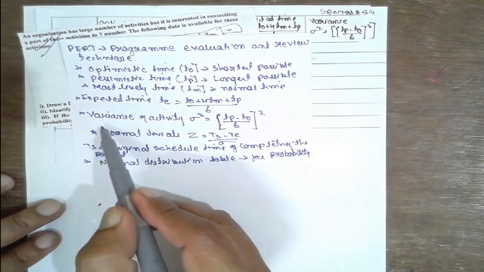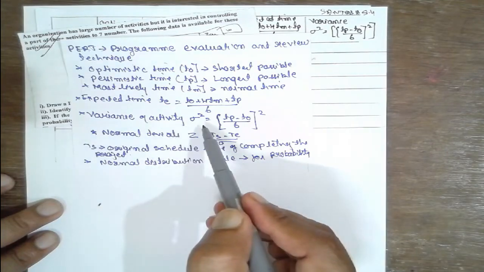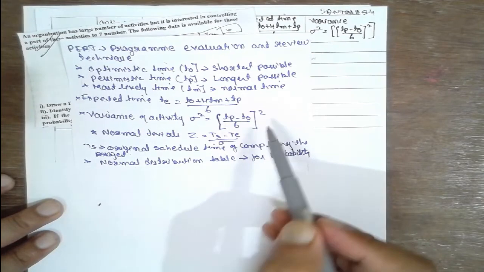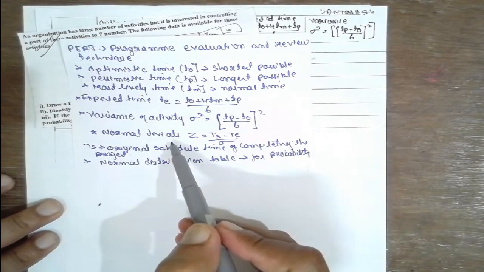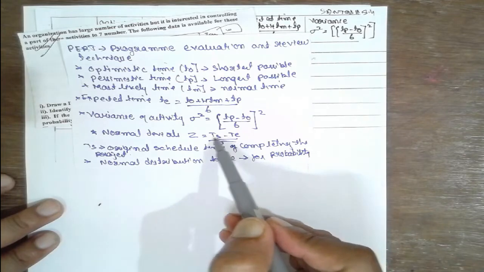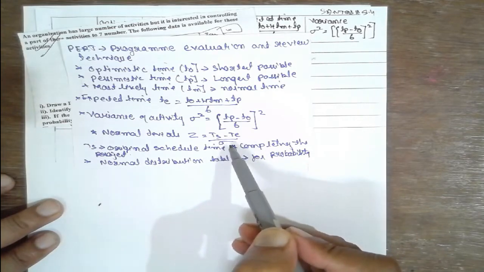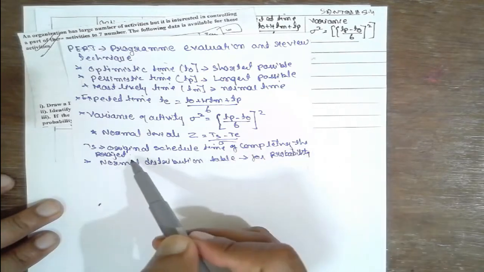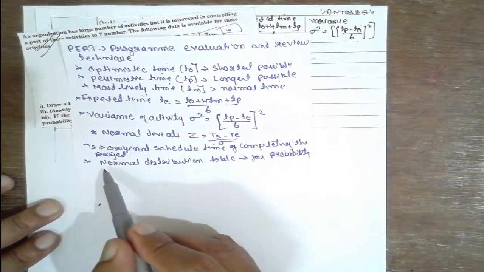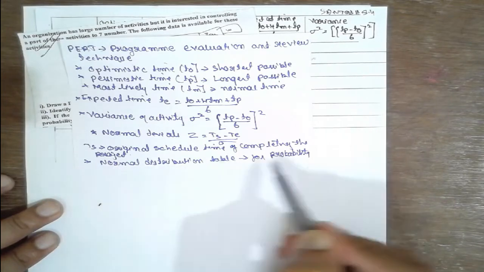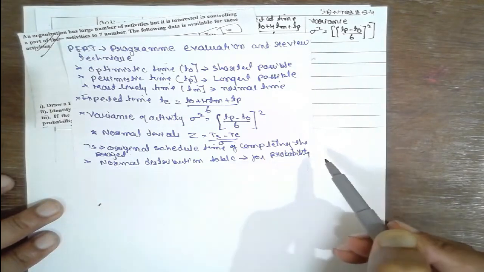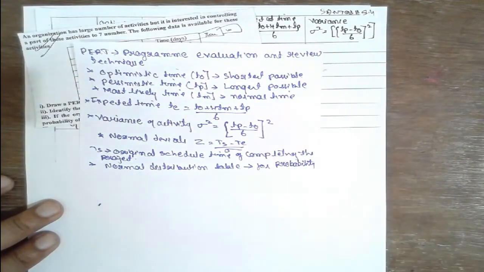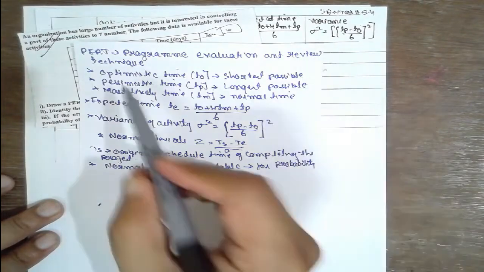Next, you have to find the variance of the activity, sigma square, which is ((TP minus T0) divided by 6) whole square. After completing this, you have to go for the normal deviate Z, where Z is (TS minus TE) divided by sigma. What is TS? It is the normal schedule time of completing the project. Then you have to go to the normal distribution table, and from the table we find the probability. I don't want to go in depth here. This is the overall picture of PERT.